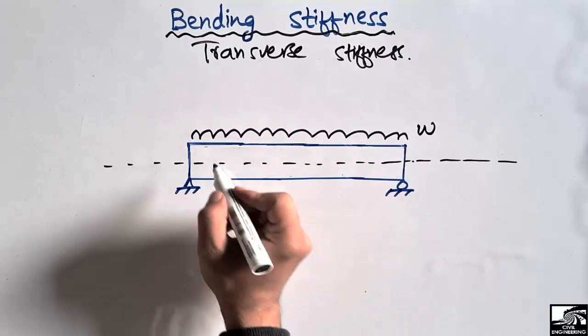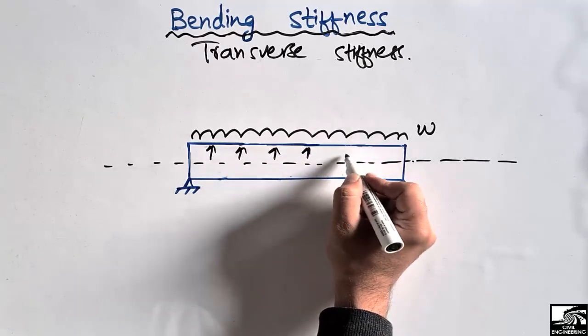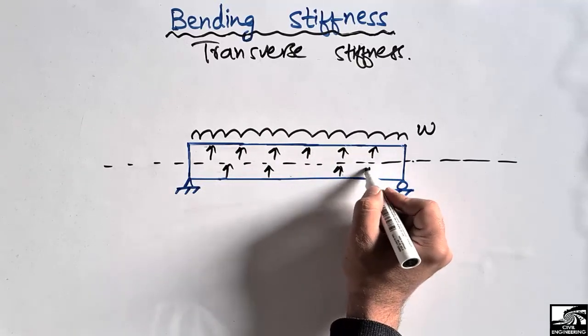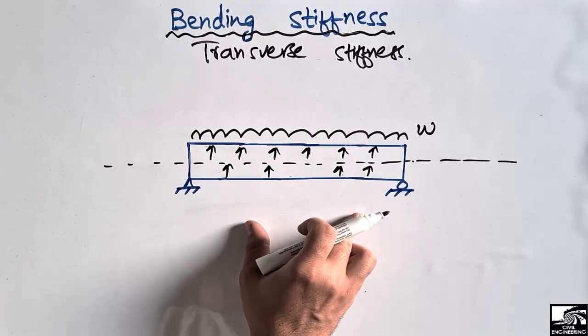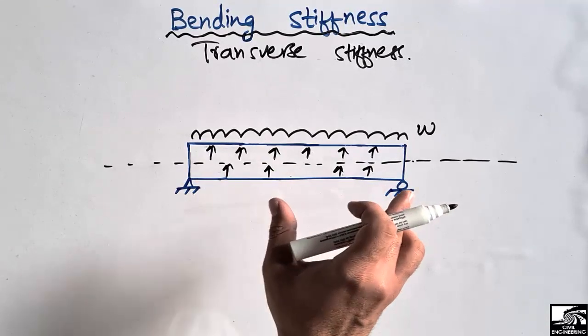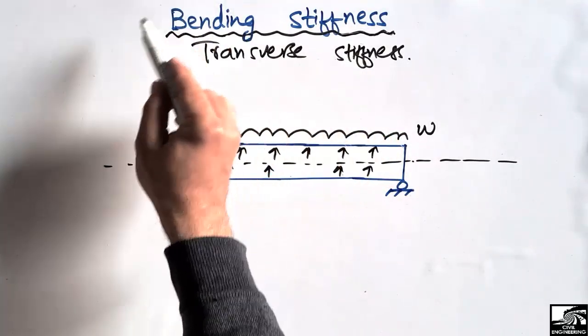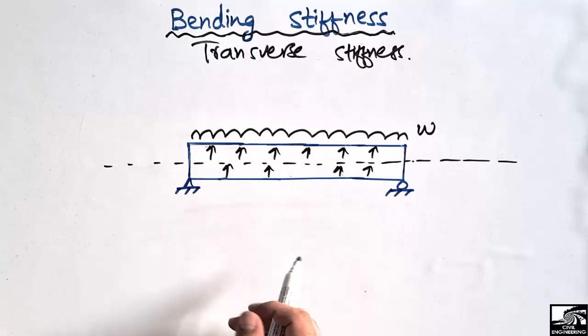Due to this transverse load acting on this beam, it will show some resistance to the upcoming load. So there will be some internal resistance inside the beam in order to take this load. This internal resistance is basically known as the bending stiffness of the beam. And this stiffness is known as the bending stiffness because this beam will show some bending. That's why it's known as bending stiffness.